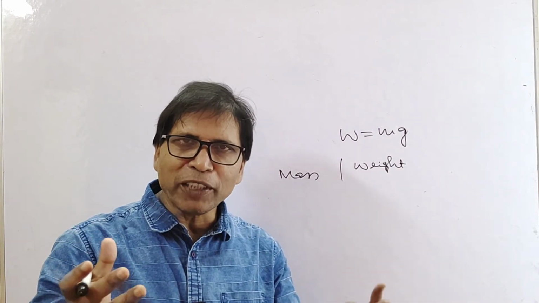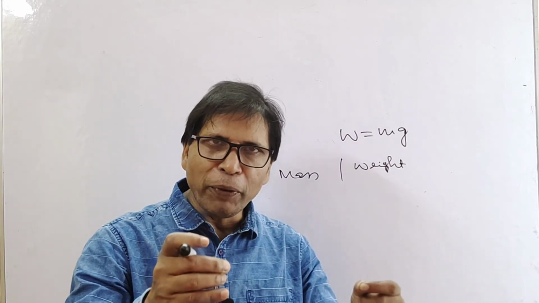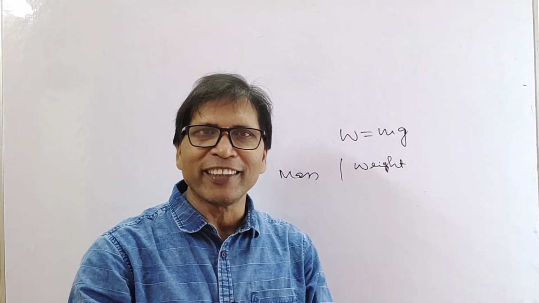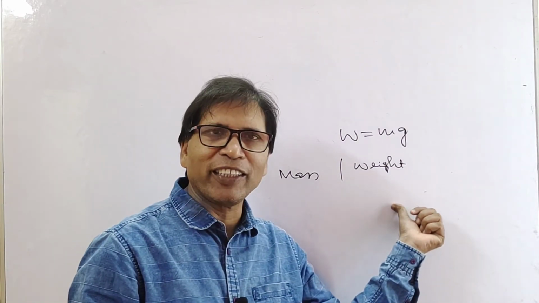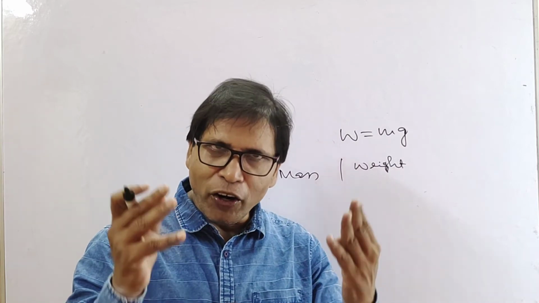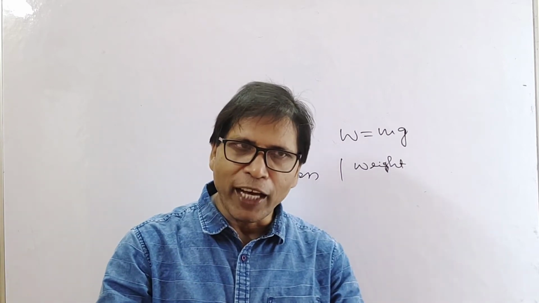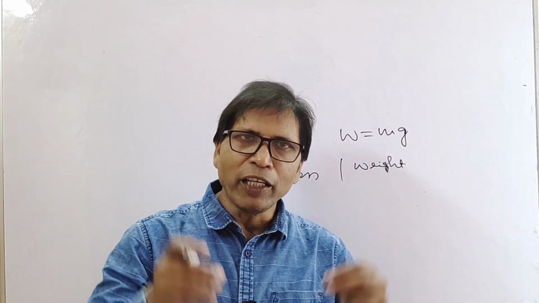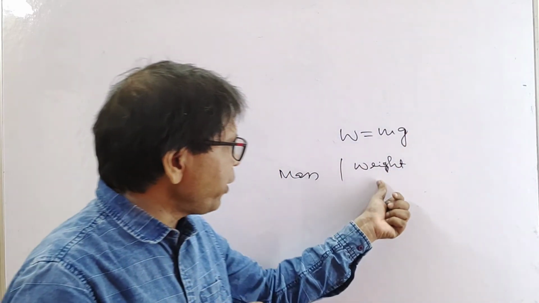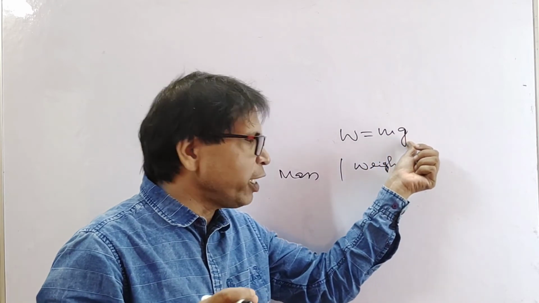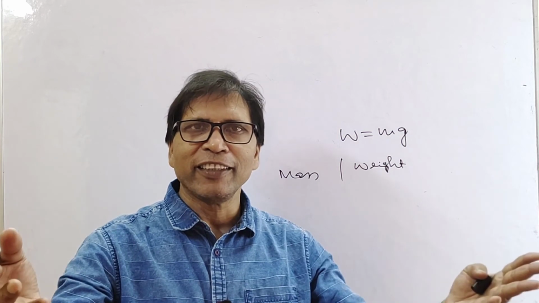Mass is the amount of substance present in a body. Weight is the gravitational pull of an object towards the center of the earth. Mass is a scalar quantity. Weight is a vector quantity. Mass is always constant. That is, the mass of an object is the same on the earth's surface, the same on the Himalaya, and the same on the moon. But weight depends on acceleration due to gravity, so weight will be different at different places.